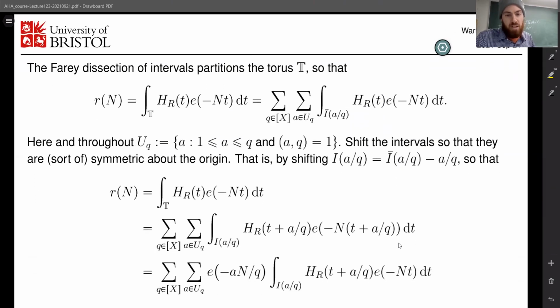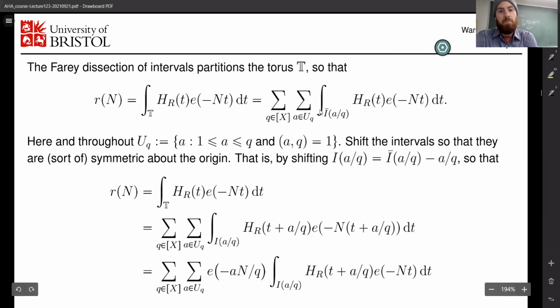That's a very minor detail in the rest of the argument, so I'm not going to go into that. So we do break up this integral, right? Now we have an integral over t, over the torus, R mod Z, and we break it up into a sum over each piece on this arc. So for each denominator q, I have all the fractions a over q, where a is coprime to q. And that's what U sub q means. It's just all those a's between 1 and q that are coprime to q. And then I of a over q is that corresponding Farey arc.